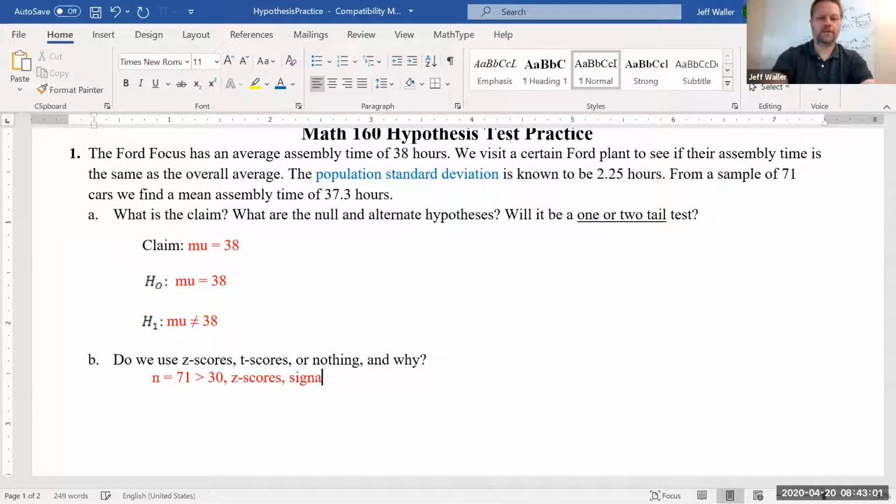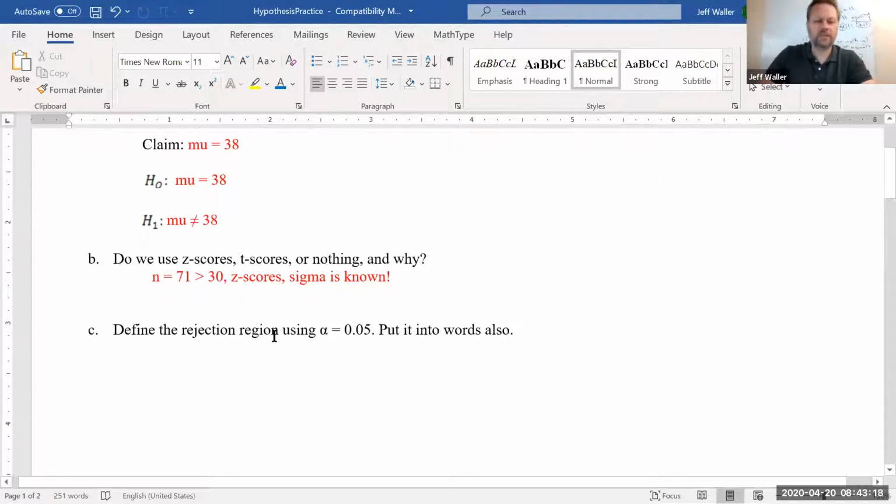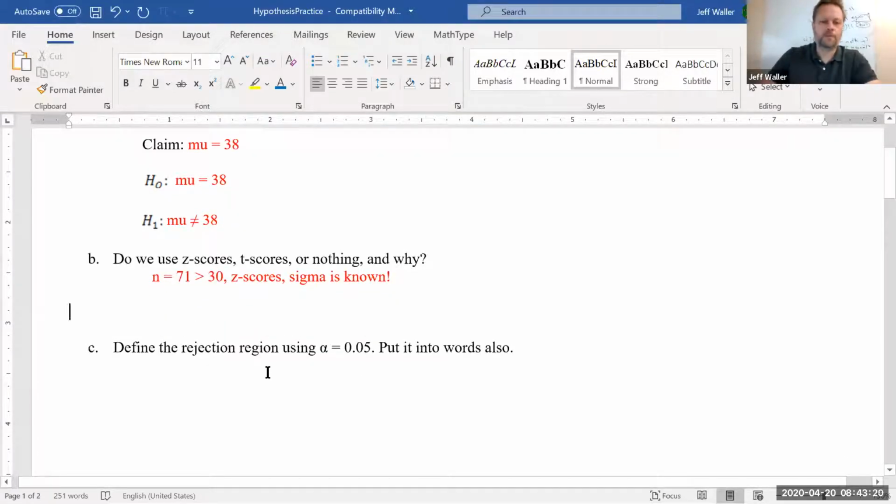Z-score, sigma is known. So we invented t-scores for when we don't know sigma. So when I know sigma, I don't need t-scores. It's that simple. And some of you guys are like, I don't think simple means what you think it means, Jeff. All right, I understand. I'm sorry.